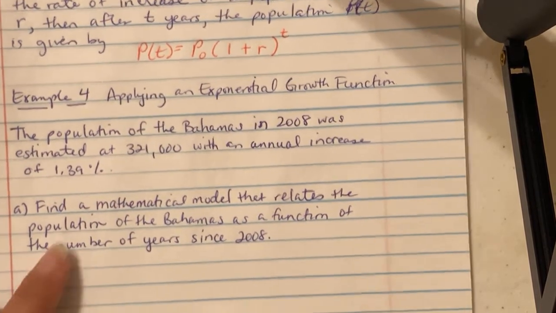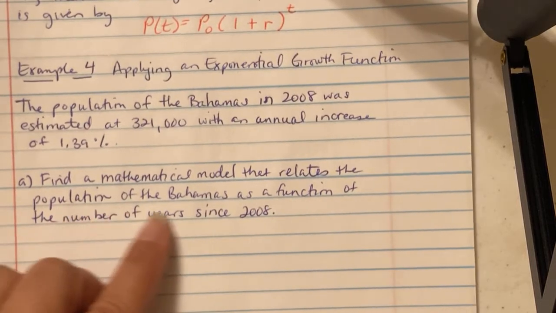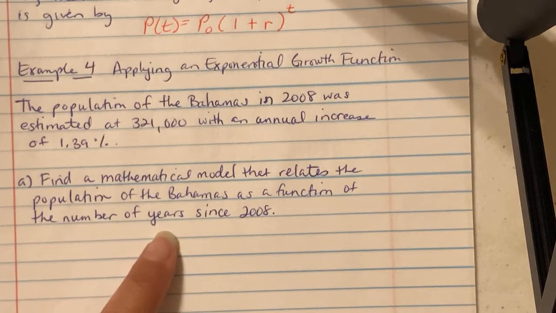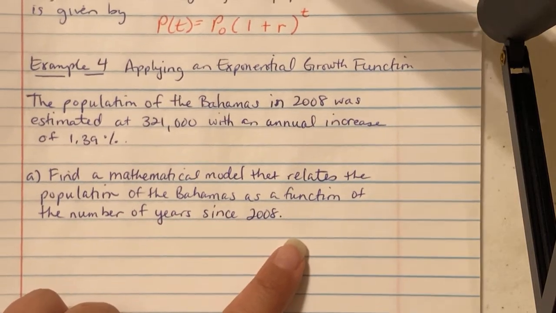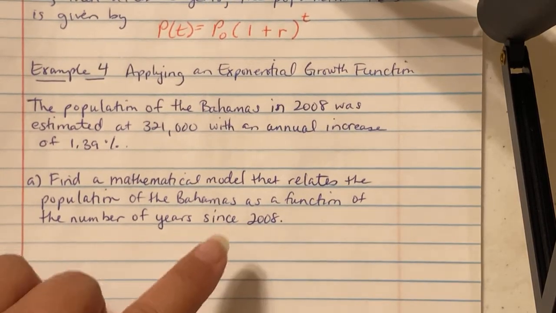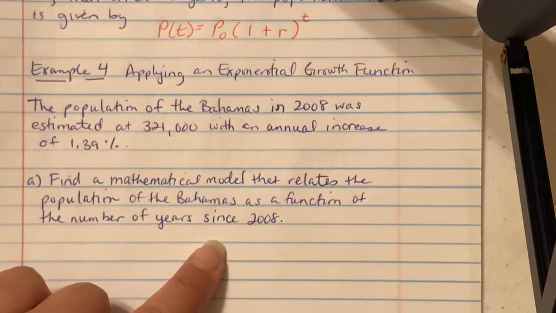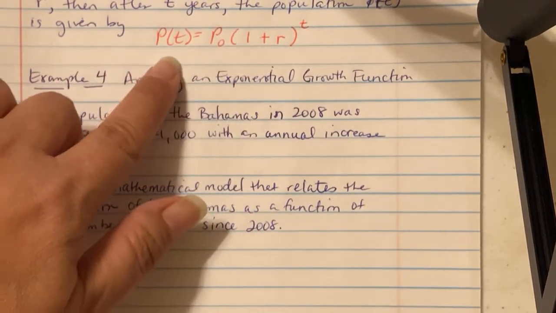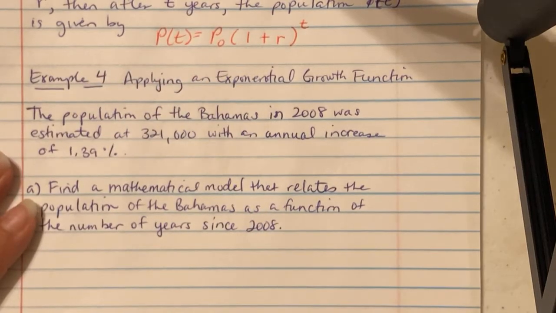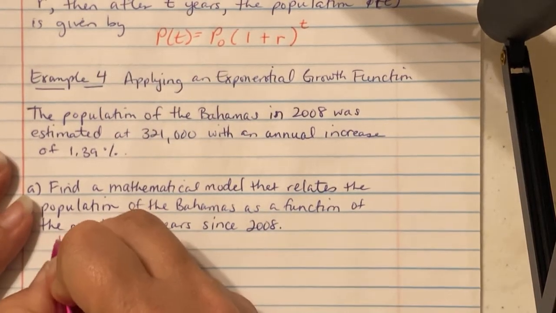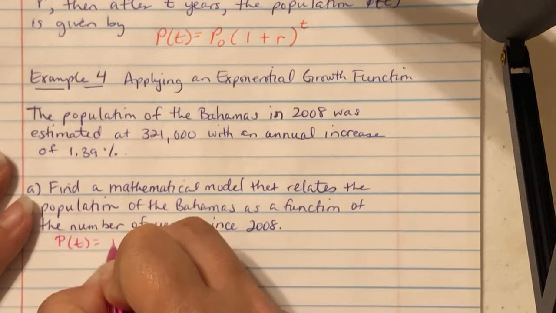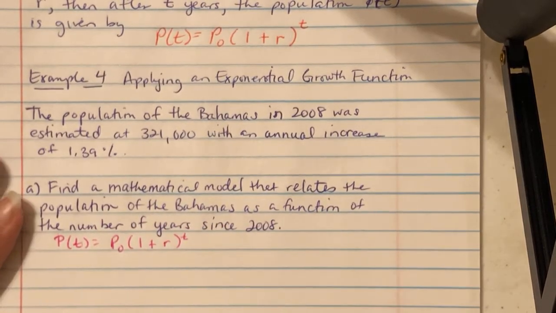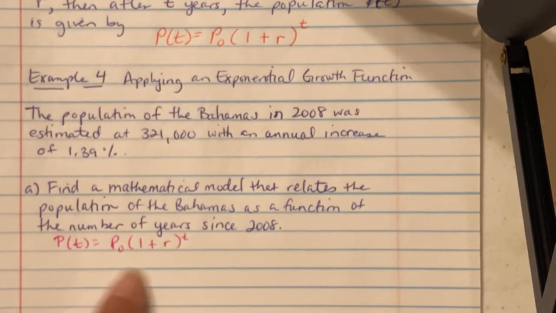So it says find a mathematical model that relates the population of the Bahamas as a function of the number of years since 2008. So we kind of already have a base value of what our mathematical model is going to look like. I am going to use the equation that I wrote out here, our initial. So we know that our mathematical model, P of t, is P naught times (1 plus r) raised to the t power. But that's only a generic formula.